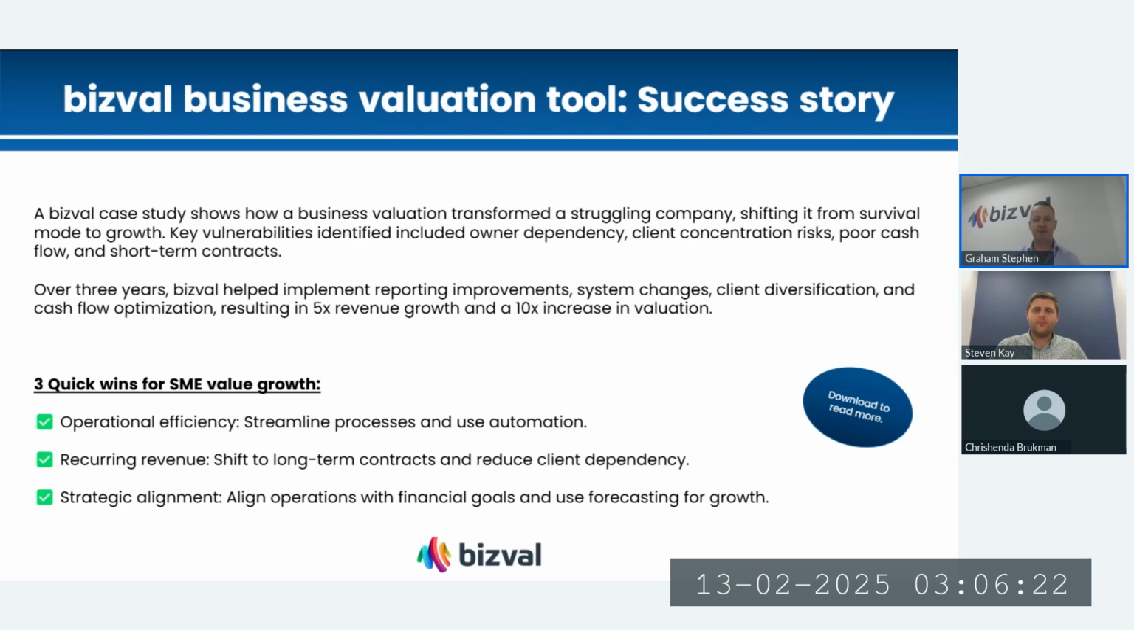The second is they shifted towards a recurring revenue model. So in this business, they moved to long-term contracts and they managed to reduce some of the client dependency that they had previously. And very simply, they created some strategic alignment. So by using valuation as a tool, they were able to align the financial goals, their exit objectives, and then the key, 2 or 3 things that they needed to do operationally to be able to execute on that. So I'm not going to dwell on this case study.